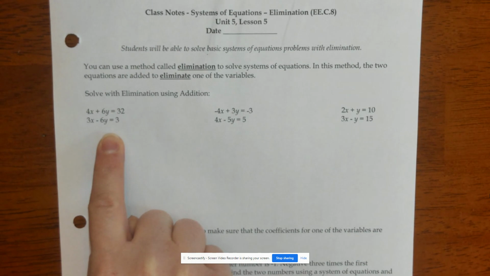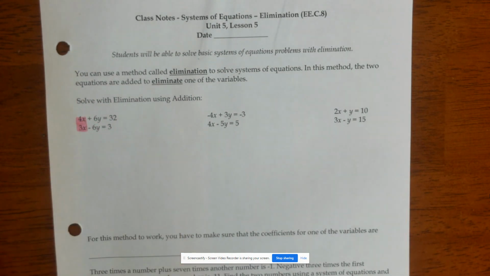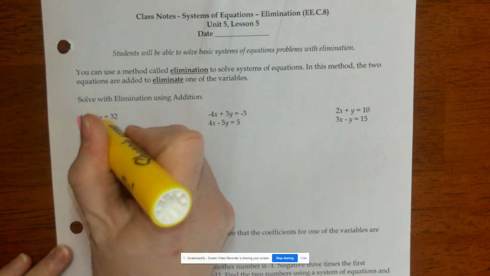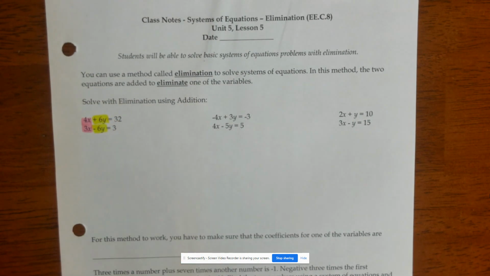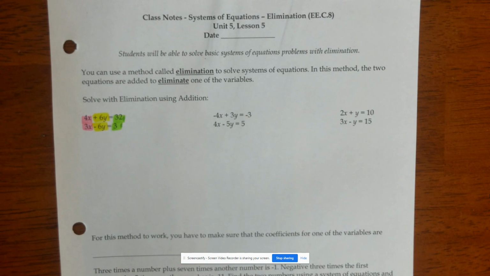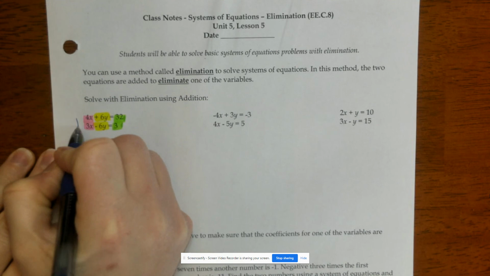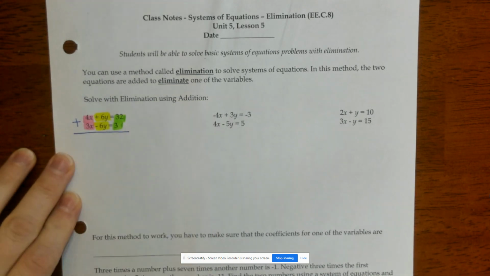And we're going to look at the equation on the far left, 4x plus 6y equals 32, along with 3x minus 6y equals 3. Now what you will notice is that these two equations are set up in the same way. You will notice that we have the x terms first, followed by the y terms, followed by an equal sign, and then constants. Now, the reason this is important is we want to look at if we were to add or subtract the top equation to the bottom equation, would anything eliminate?